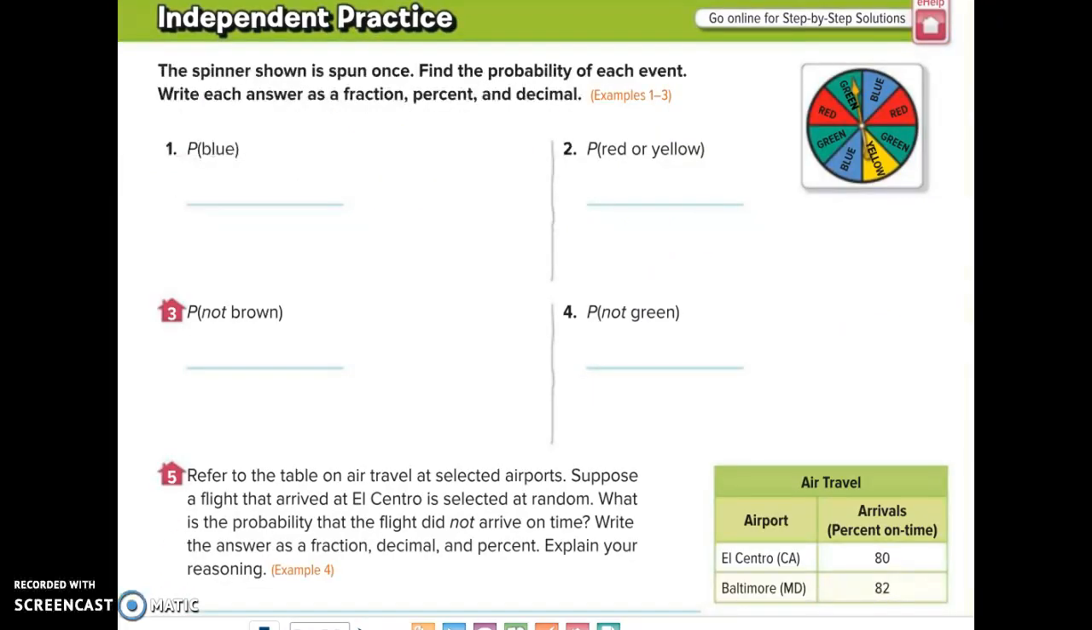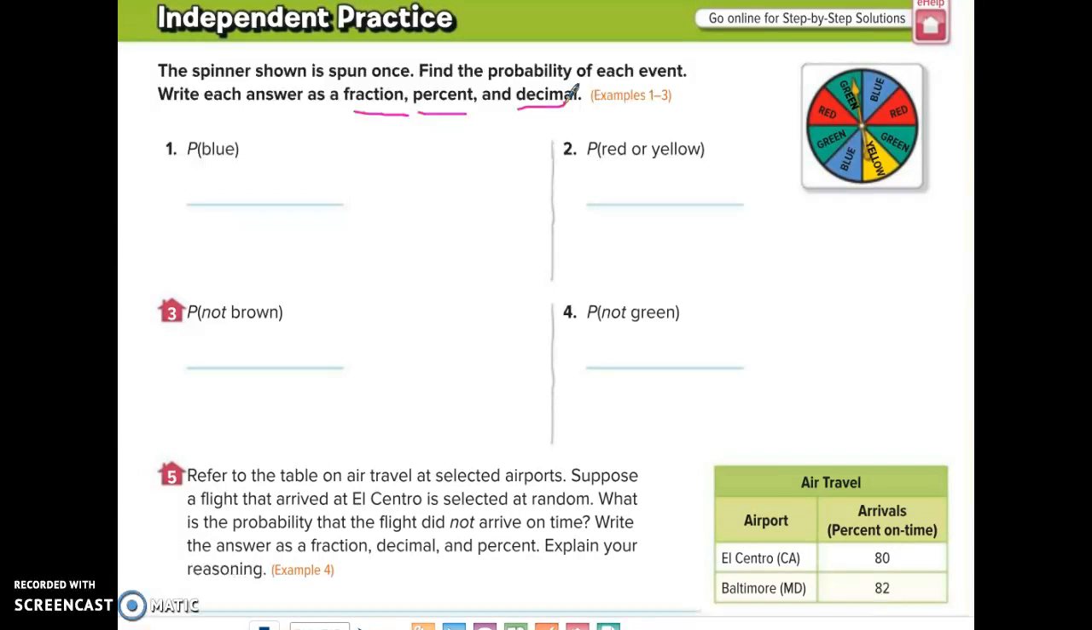Okay, so on page 715, again, you are writing everything I write down, okay? So it says the spinner shown is spun once. We're only spinning it once. Find the probability of each event. Write an answer as a fraction, percent, and decimal.